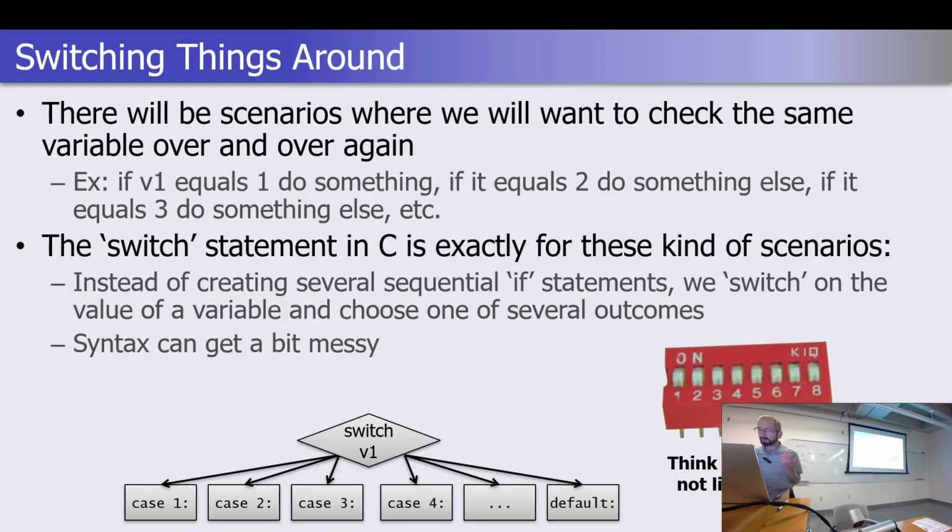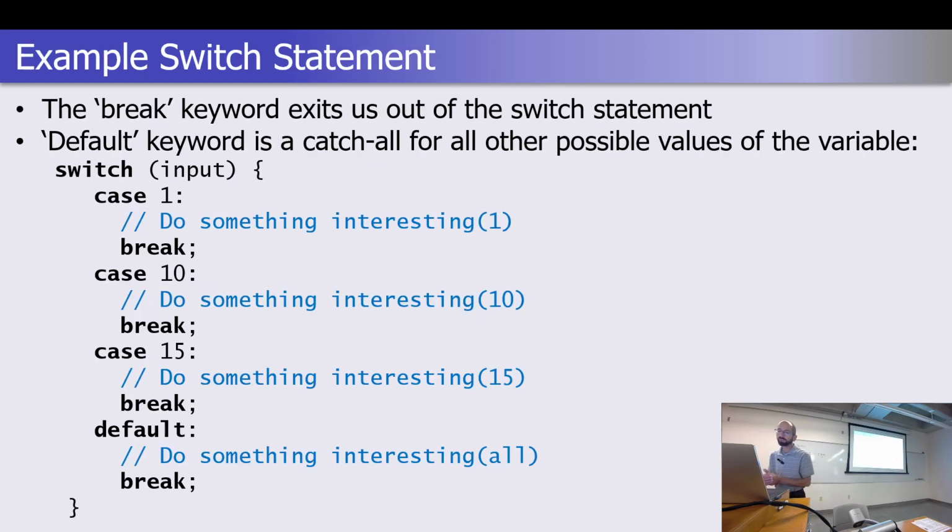You may not have much experience with dip switches, but that's what we're really thinking of, not like a light switch, which is just an on-off. So an if statement is closer to a light switch. This is more a dip switch where we're kind of independently checking the value of is 1 on, is 2 on, is 3 on, etc. You can only switch on integer values. That's just a shortcoming of C. If you have a string, you can't switch on a string. If you have a floating point value, you can't switch on a floating point value.